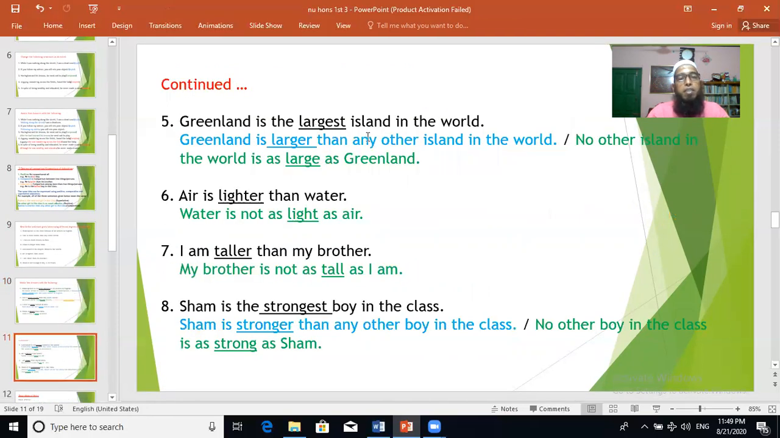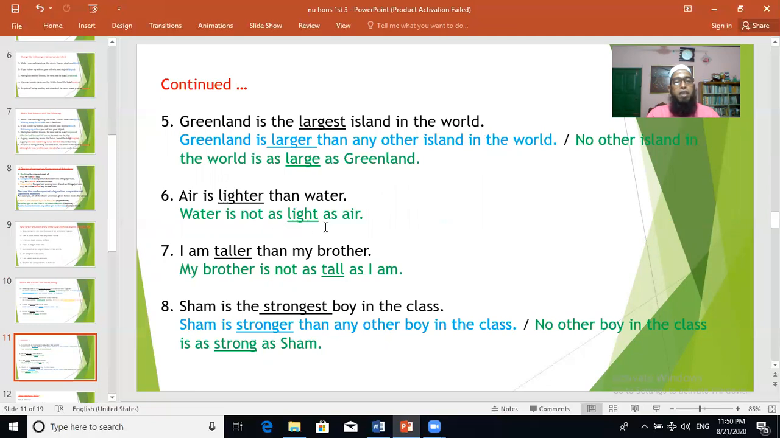Number 5, Greenland is the largest island in the world. Superlative. To make it comparative, Greenland is larger than any other island in the world. No other island in the world is as large as Greenland. This is positive.